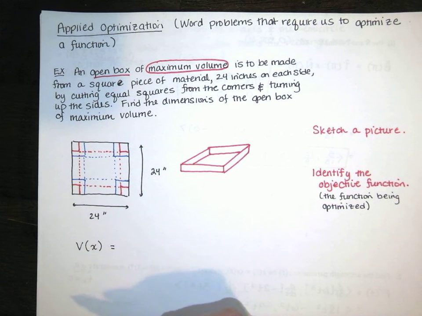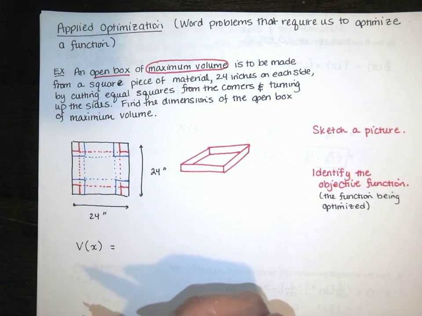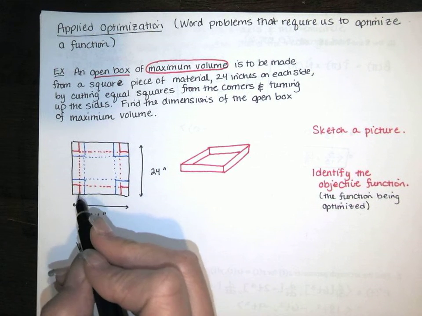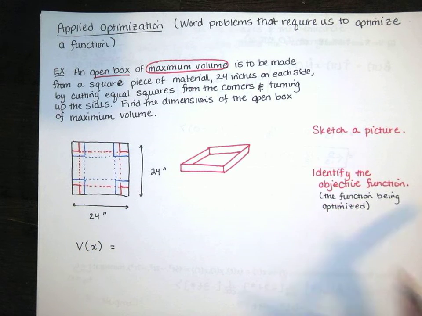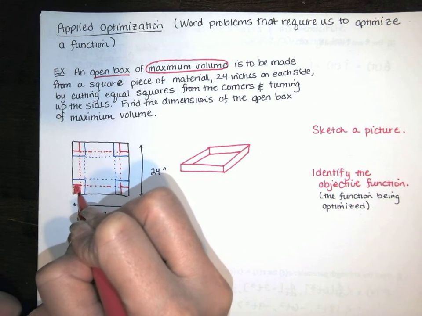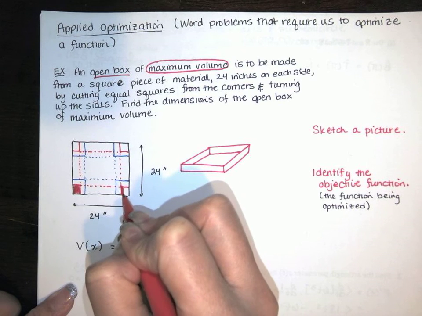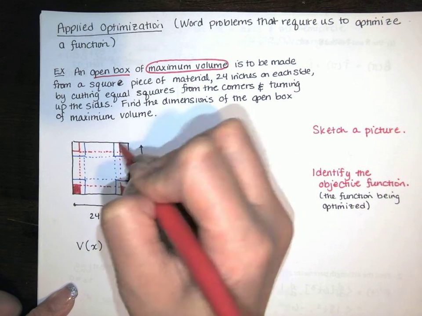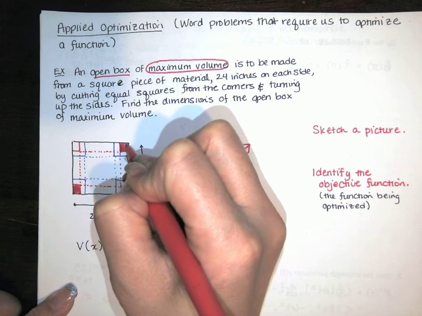So what's x? Well, x is some unknown. Let's go back to that version with the red squares in the corners. Let's say I'm trying to find the volume of this box. Well, the volume of that box is length times width times height.